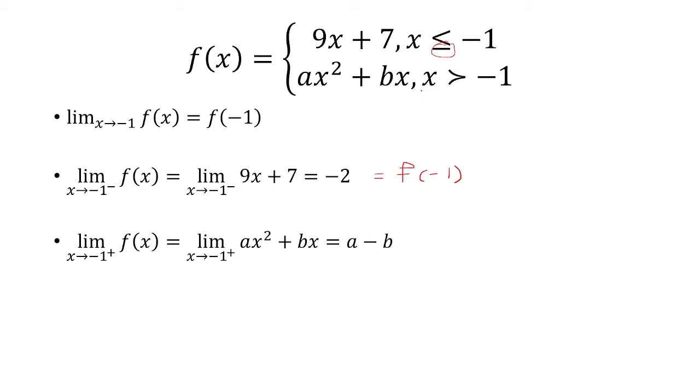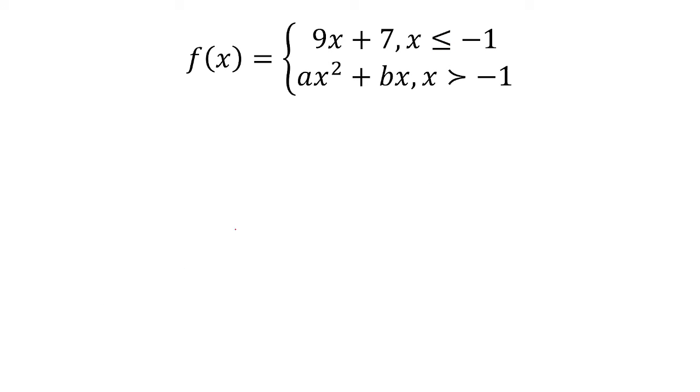Well, for the right-hand limit, we're going to use values to the right of -1. In other words, when x is greater than -1. So that's going to be ax squared plus bx, and that equals a minus b. So now we're going to set the two limits and the value at x equals -1 equal to each other. So we have a minus b equal to -2. So we have two unknowns here, so we better find another equation.